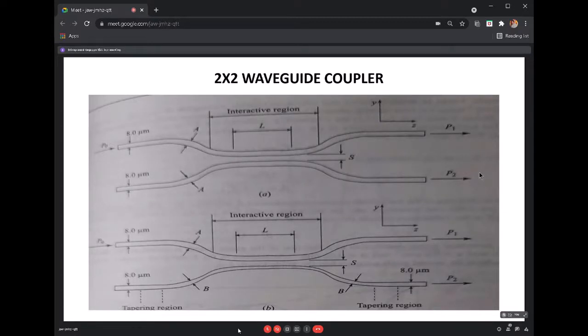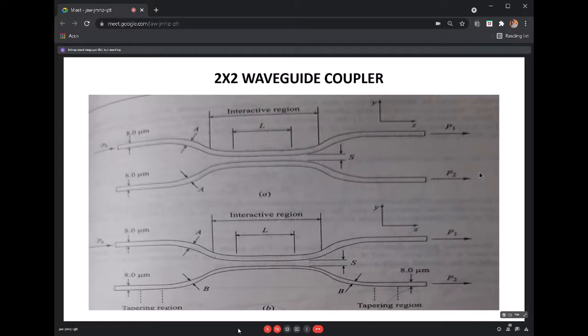Now we'll see the 2x2 waveguide coupler. So what is this 2x2 waveguide coupler? In this diagram, I think you can see clearly. The previous diagram also you have seen, right? It is a 2x2 waveguide, sorry, 2x2 coupler. Here it is a 2x2 waveguide coupler. So basically this diagram shows you a type of 2x2 coupler.